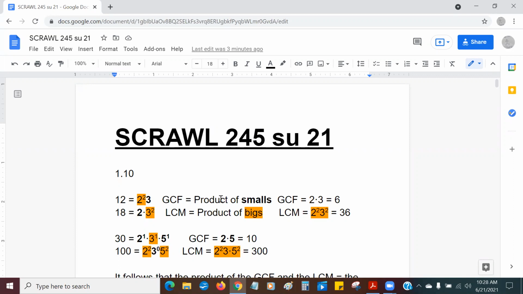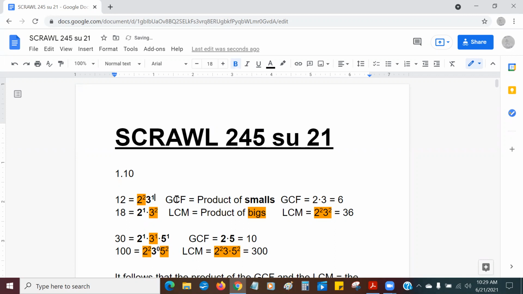You take the product of the smalls, meaning that you have 2 to the second power, and here you have 2 to the first power. Well, 2 to the first power is smaller than 2 to the second power. I usually don't bother writing first power, but I'm doing it here just to be clear. And I guess here I'll write also first power. And 3 to the first power is smaller than 3 to the second power.